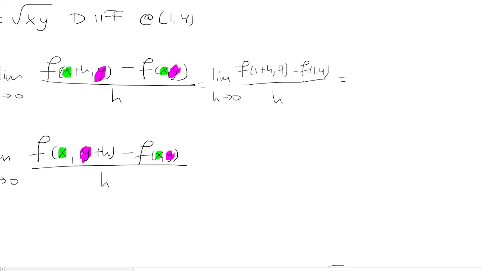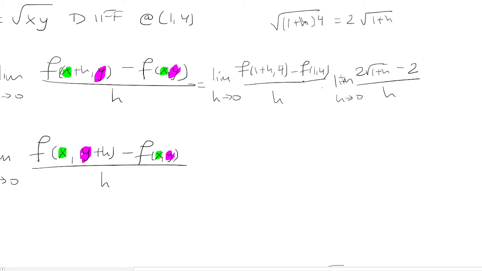So I'm going to plug in f of 1 plus h comma 4 into the square root. So that's going to be the square root of 1 plus h times 4. And the 4 can come outside because the square root of 4 is 2. So it's really 2 times the square root of 1 plus h. And then if I plug in 1 for x and 4 for y, I get the square root of 4, which is 2. And that's going to be all over h.